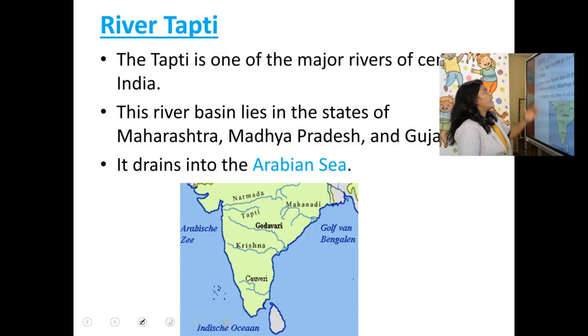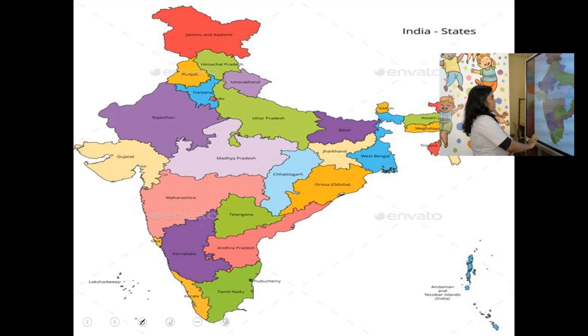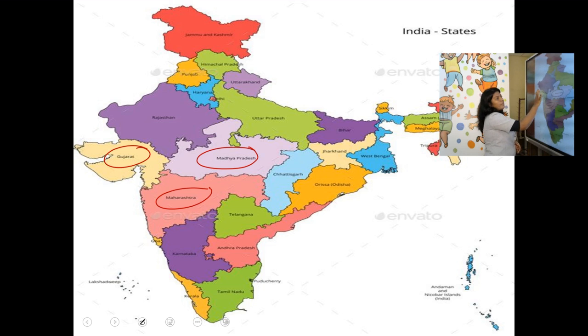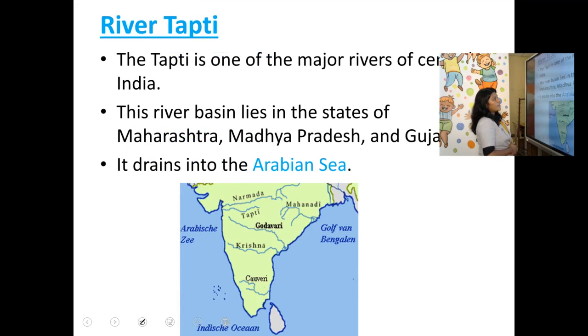Then the river Tapti. The Tapti is one of the major rivers of central India, and this river basin lies in the states of Maharashtra, Madhya Pradesh and Gujarat. Where is this river located? Maharashtra, Madhya Pradesh and Gujarat. From these three states we can see the river Tapti. And it drains to the Arabian Sea.